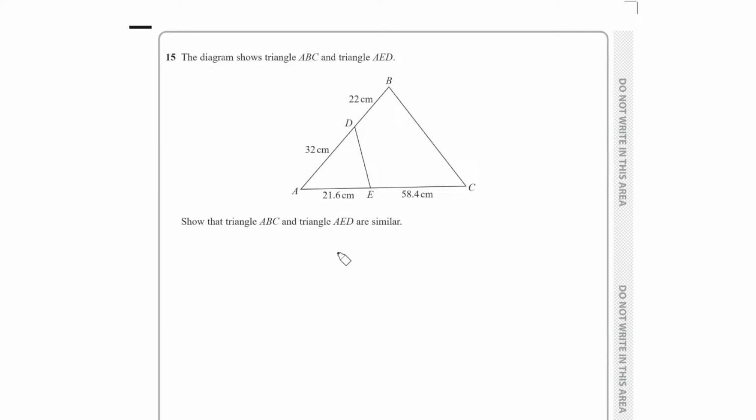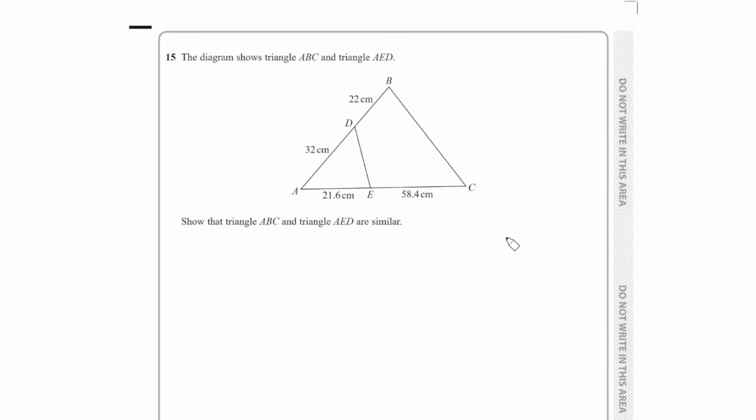Similar shapes or similar triangles means they're exactly the same, except one is just a bigger version of the other, as in all the angles are the same. Imagine you've just clicked one of the corners and dragged it bigger. It's the exact same triangle, just a bigger version, right? There's a scale factor. So we need to show that they're similar.